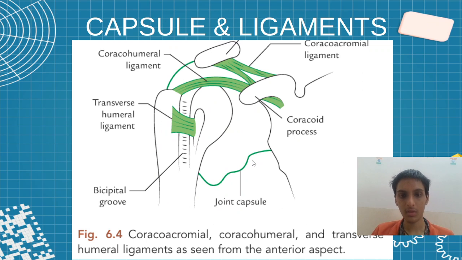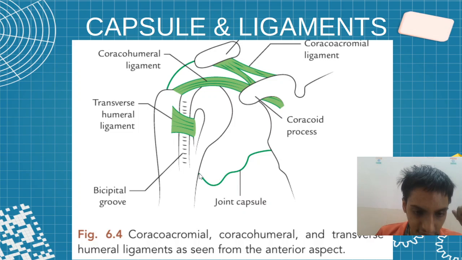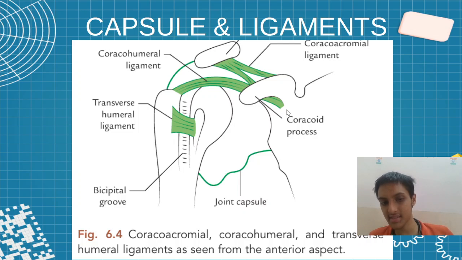Okay. Now let us see the capsule and ligaments. So where is the joint capsule? Over here. It is from the shaft of the humerus to the glenoid cavity of the scapula. Like this the joint capsule goes. And here are the ligaments. We have the coracohumeral, acromial and transverse humeral ligaments here. Between the two lips of the humerus, we have the transverse humeral. Between the coracoid process and the greater lip, we have the coracohumeral, and the coracoacromial will be between the coracoid and the acromion process.